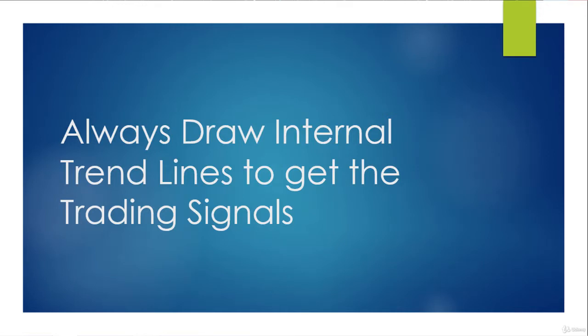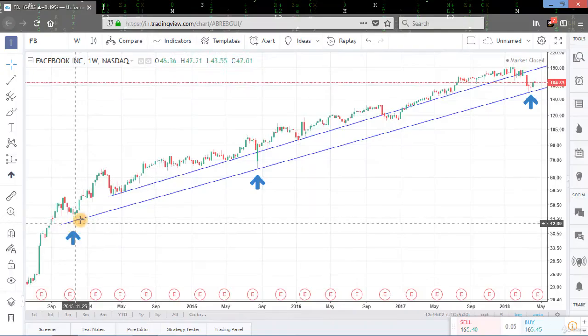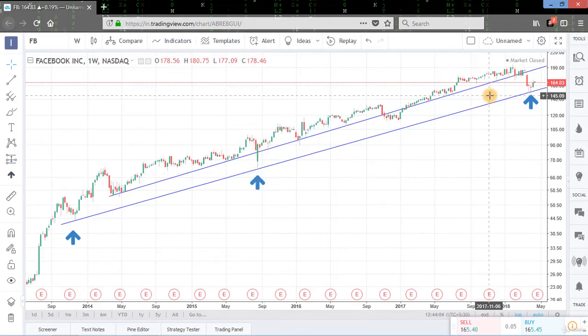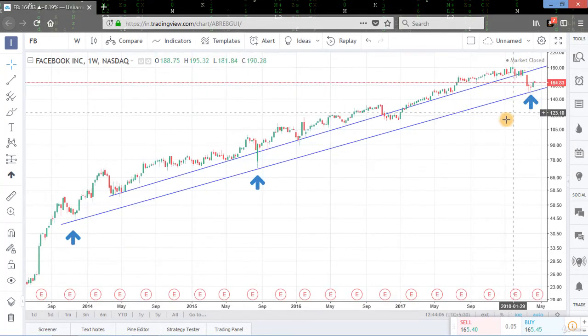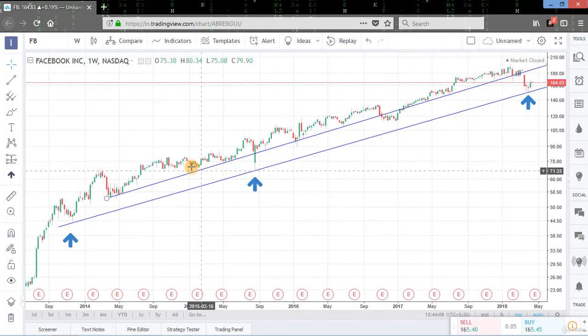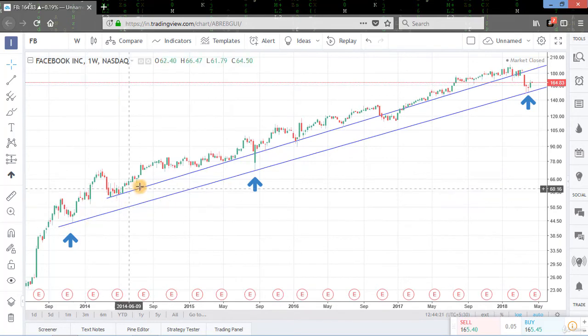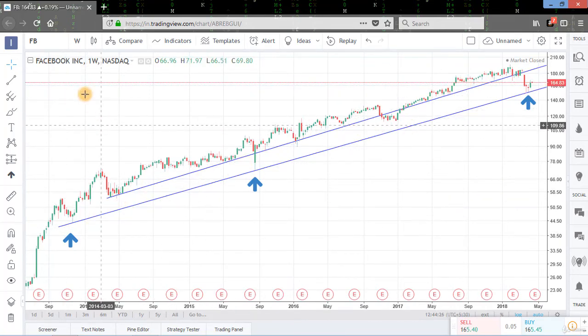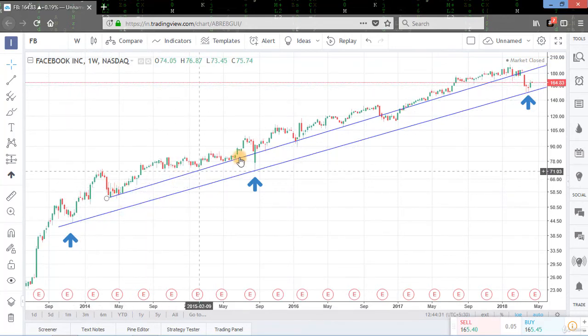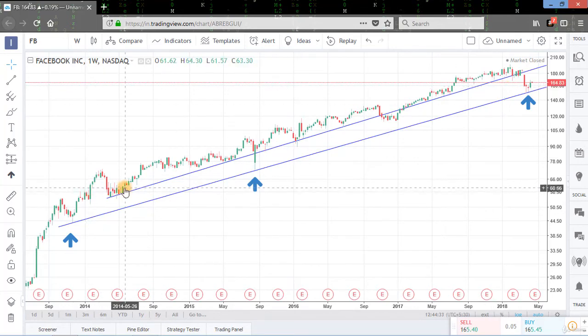Sometimes we get the points that are very far apart. You can see here, this was our first point, this was our second point, and this was our third point. So in this case, we can draw an internal trend line to get our entry or exit signals. You can see the stock is responding its internal trend line. This is the Facebook Incorporation stock, and we are taking here the weekly chart. The stock is respecting its internal trend line. So we get many opportunities to buy if we draw the internal trend line.